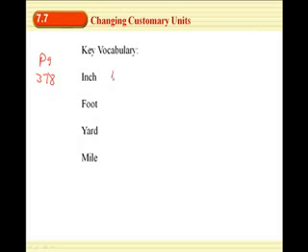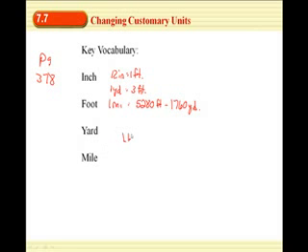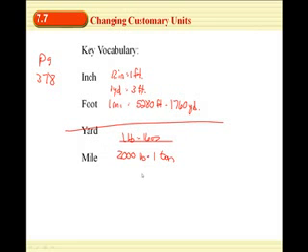12 inches equals 1 foot. 1 yard equals 3 feet, and 1 mile equals 5,280 feet, or 1,760 yards. Those are important measurements. Weight, 1 pound equals 16 ounces, and 2,000 pounds equals 1 ton. These are things you're going to need to answer questions. So these all go with your vocabulary.